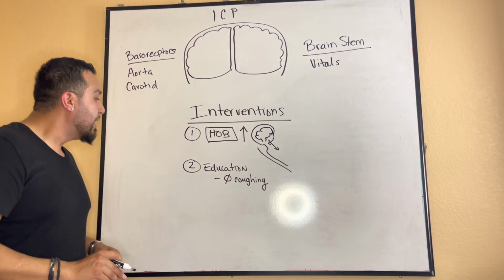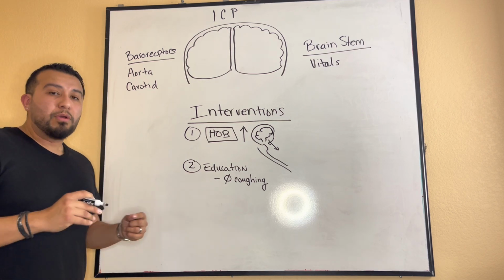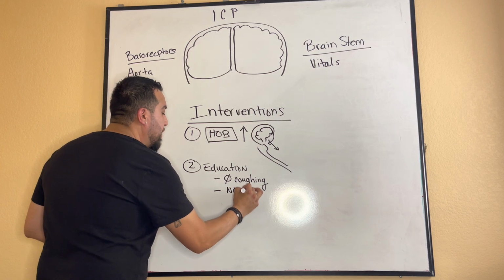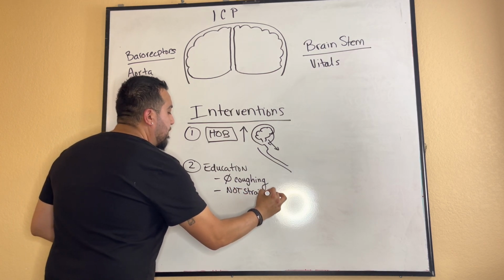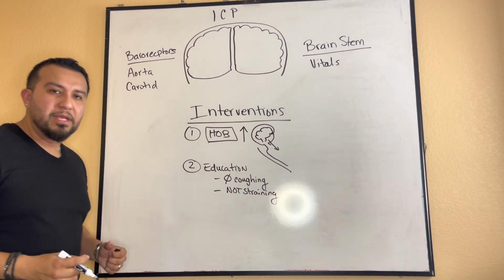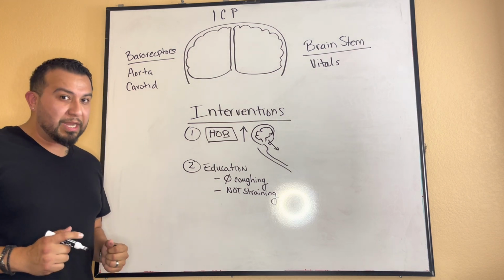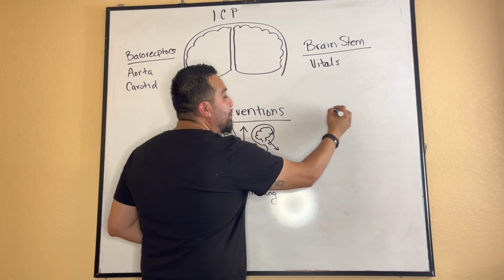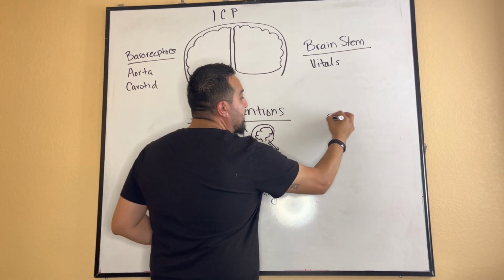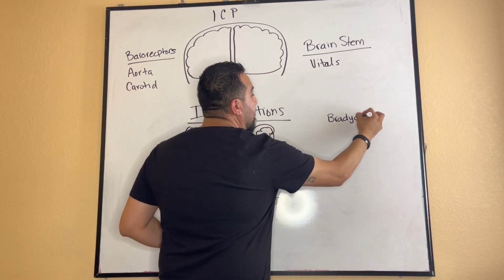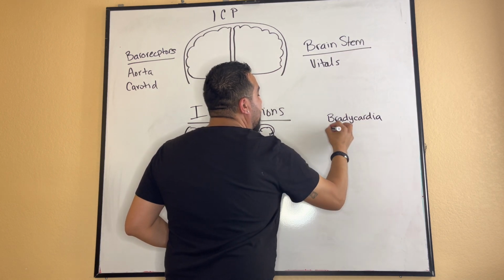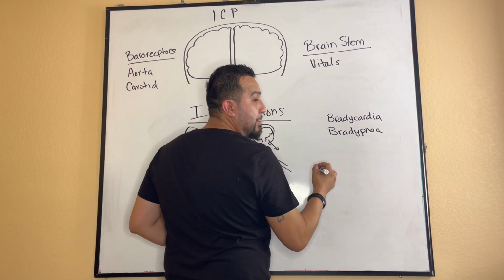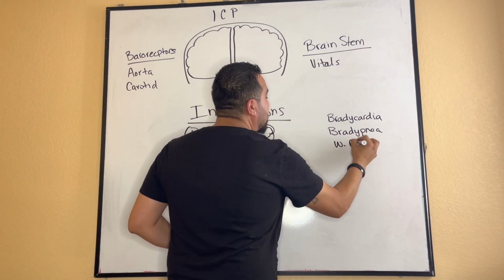Continuing with education, you also want to educate them about not straining when it comes to defecation. The patient doesn't want to strain, because we discussed Cushing's triad, and we discussed bradycardia, bradypnea, and a widened pulse pressure.